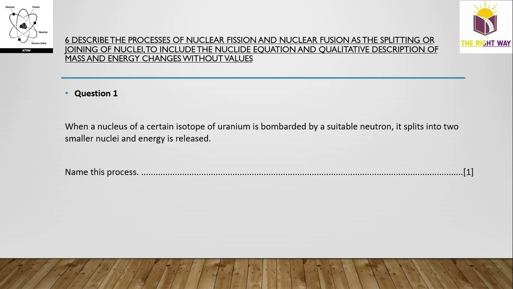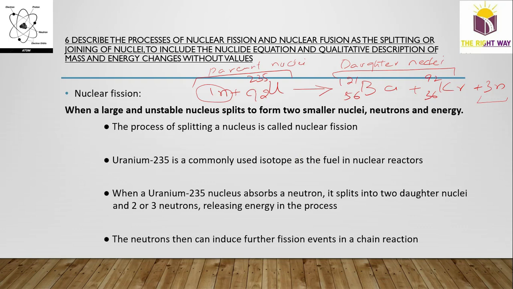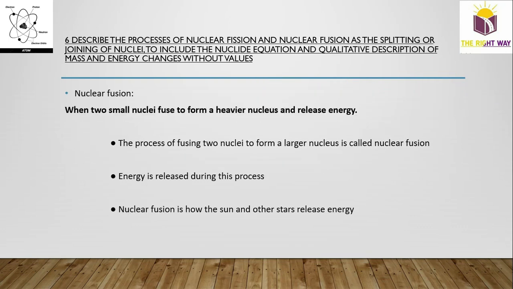Okay, how are questions asked? When a nucleus of a certain isotope of uranium is bombarded by a suitable neutron, it splits into two smaller nuclei and energy is released. Name this process. This is called a nuclear fission reaction. You can write either fission reaction or nuclear fission reaction.